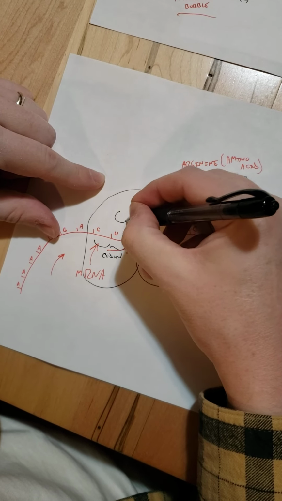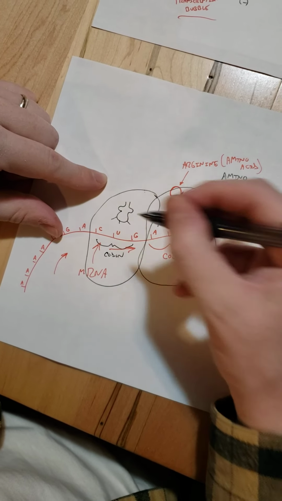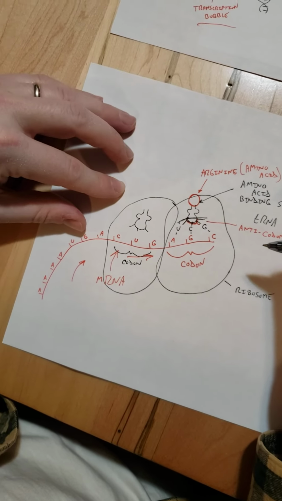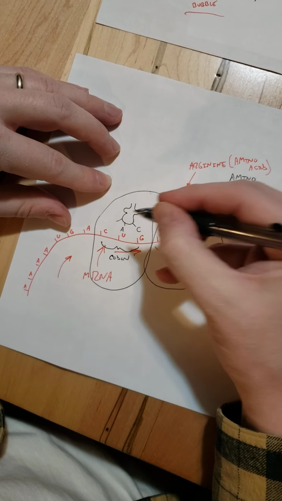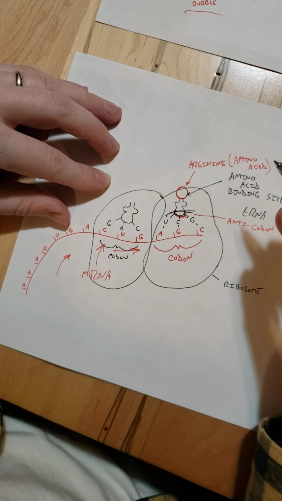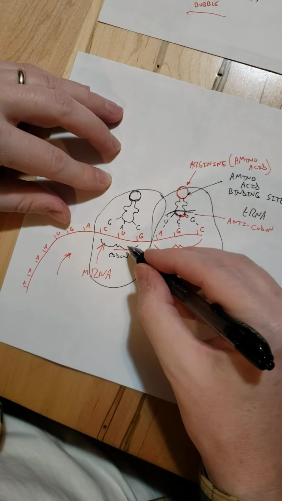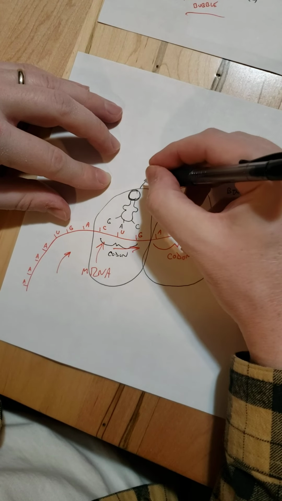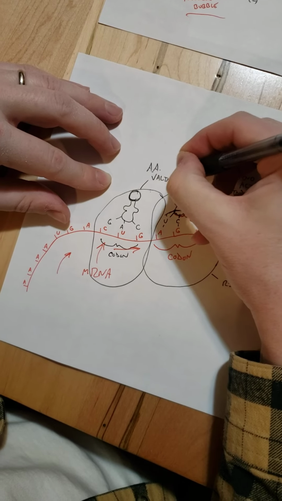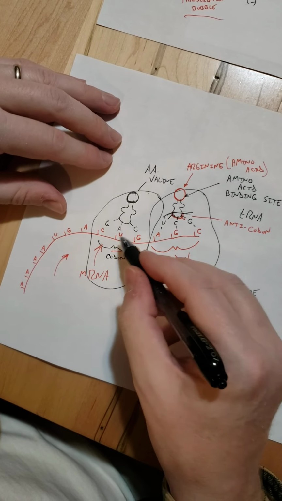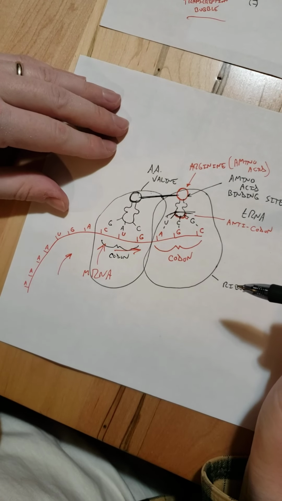And so we're going to have a new tRNA with complementary nitrogen base pairing. So this would be a C and an A and a G. And it's going to bond with a different amino acid. So if it is GUC, it is the amino acid valine. And then once that's done, these two amino acids are going to get linked together.